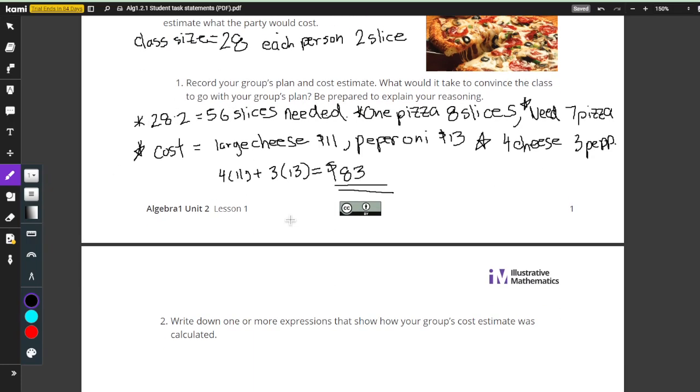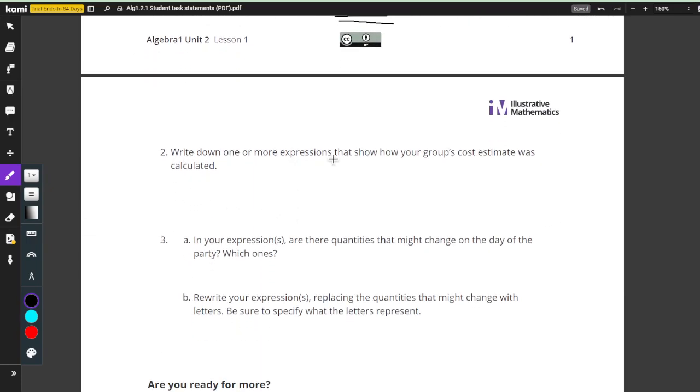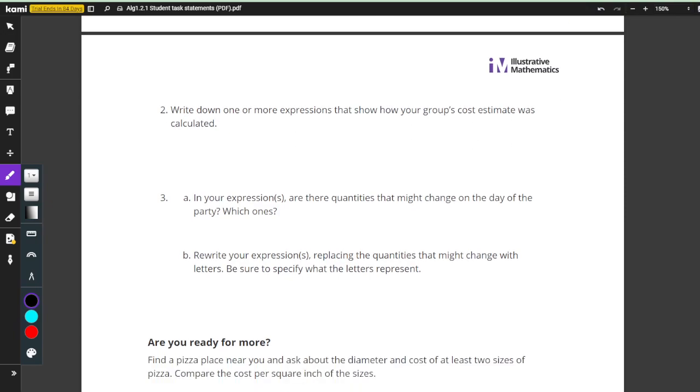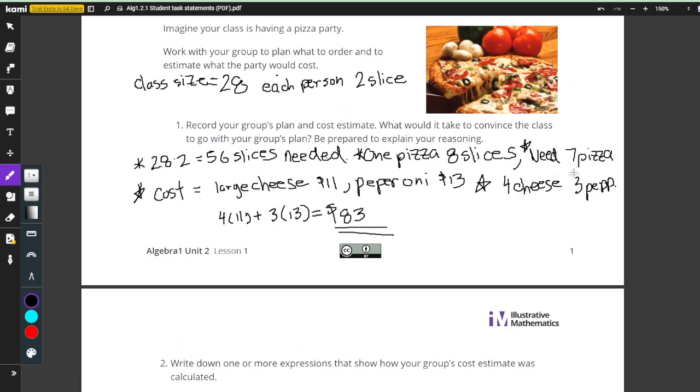This is what you should be writing down. Write down one or more expressions that show how the group estimates the cost. We're going to go through that. So the first estimation is going to be what? How do we end up having 7 pizzas, not 7 slices? How do we end up getting 7 pizzas?